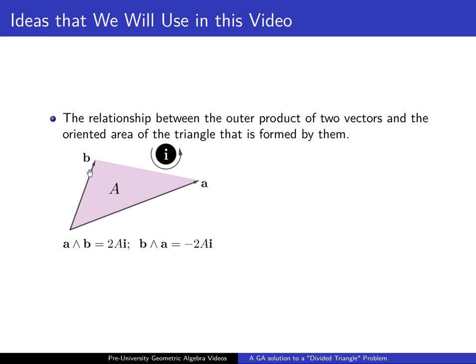And similarly, B wedged with A is a rotation in the contrary direction, so B wedged with A would be the negative of 2 times A times I.